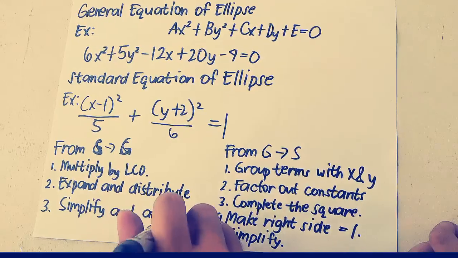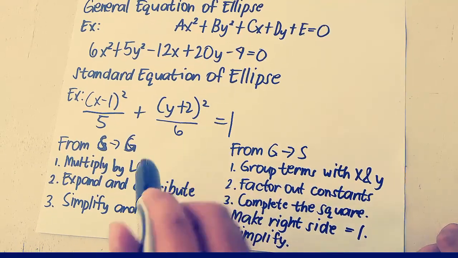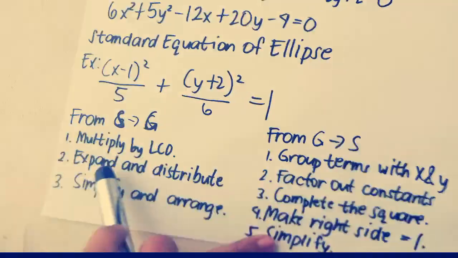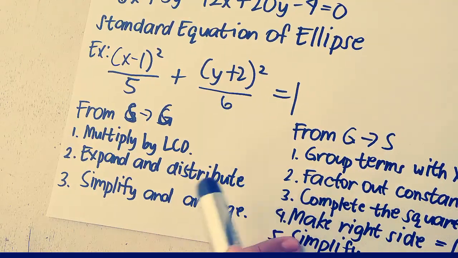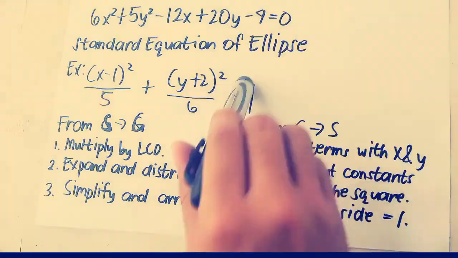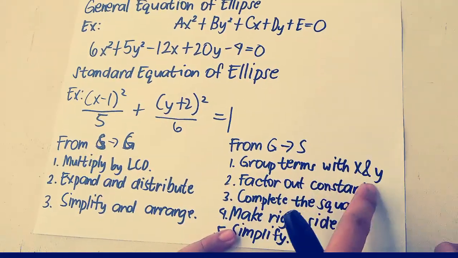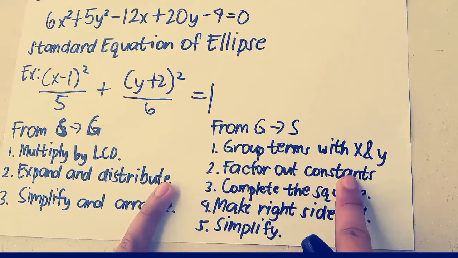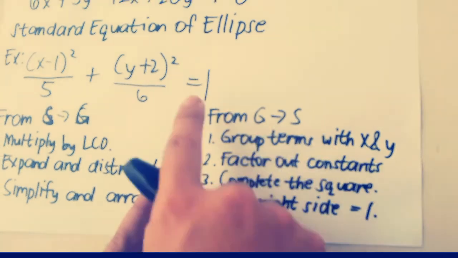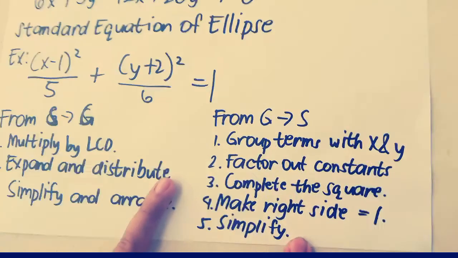So to transform equations from standard to general, first multiply it by the LCD, expand and distribute values, and simplify and arrange the values. Next, from general to standard, all you have to do is group terms with x and y, factor out the constants, complete the square, make the right side equal to 1, and simplify.